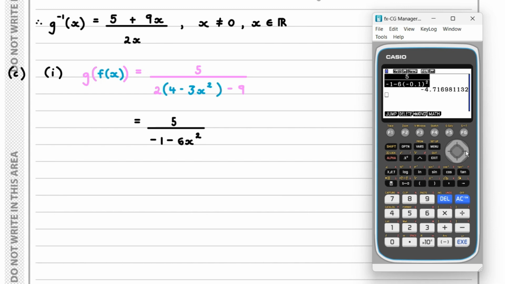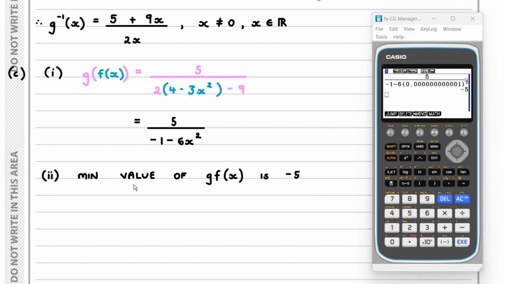Now let's change this a little, and think about what we'd have if we have, say, 0.0001. Or let's change that even further to an even smaller value of x. What you can see is we'd be approaching a value of negative 5, meaning the minimum value of g of f of x is negative 5.